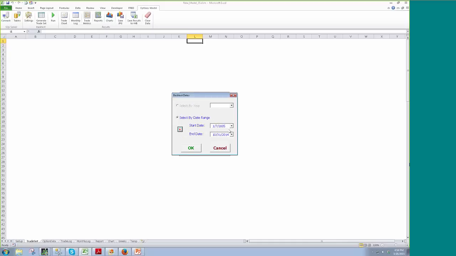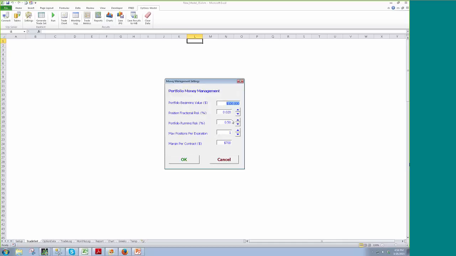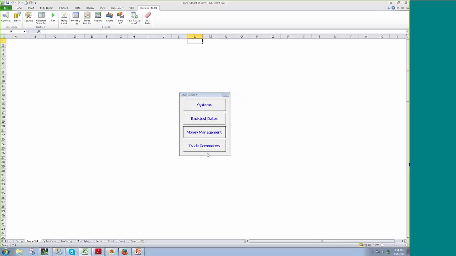And so I'm going to run this test from 2005 to October of 2014. So it's not to December 31st because I want to have it be able to complete any trades that it takes. The other thing too, on the money management side, I'm running this starting with a 100,000 portfolio beginning balance, fractional risk of 2%, and one position per expiration.